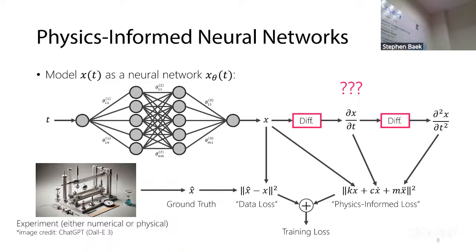If it is too small, then there's no difference between a physics-informed neural network and just a regular neural network. Versus, like I said, if the weight value for the physics-informed loss is too high, then it's not going to converge anywhere. And that is, in fact, one of the downsides of the physics-informed neural network. It is very difficult to train.